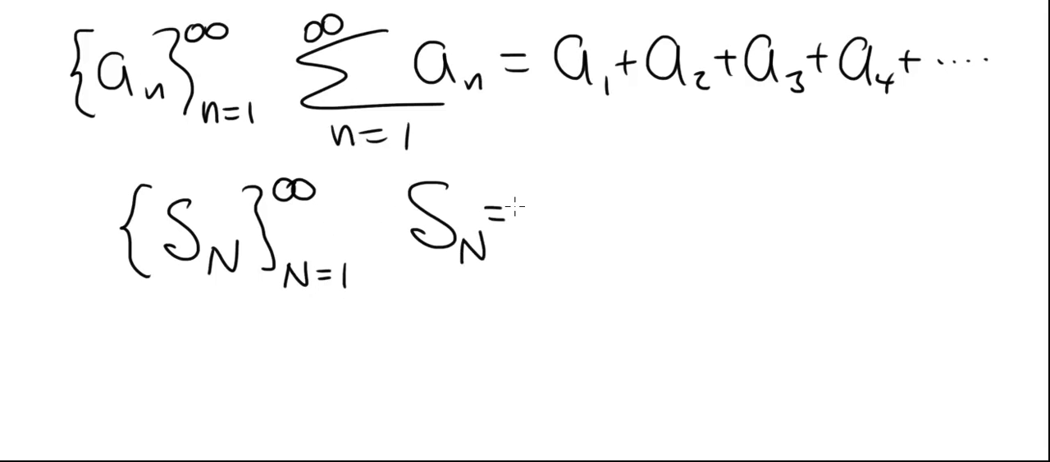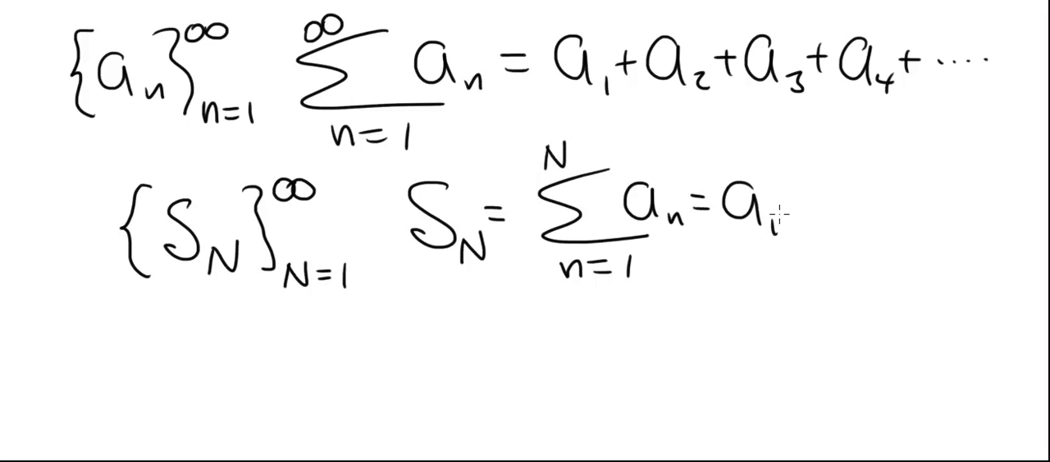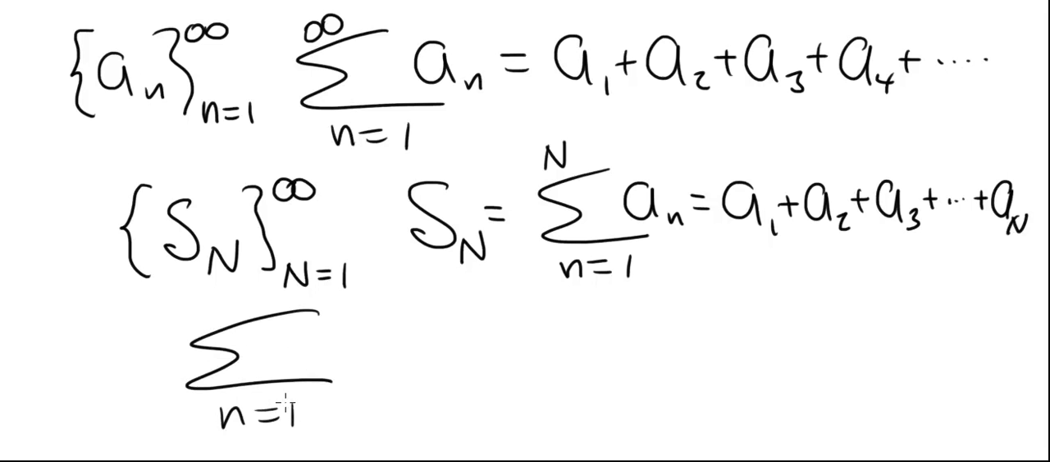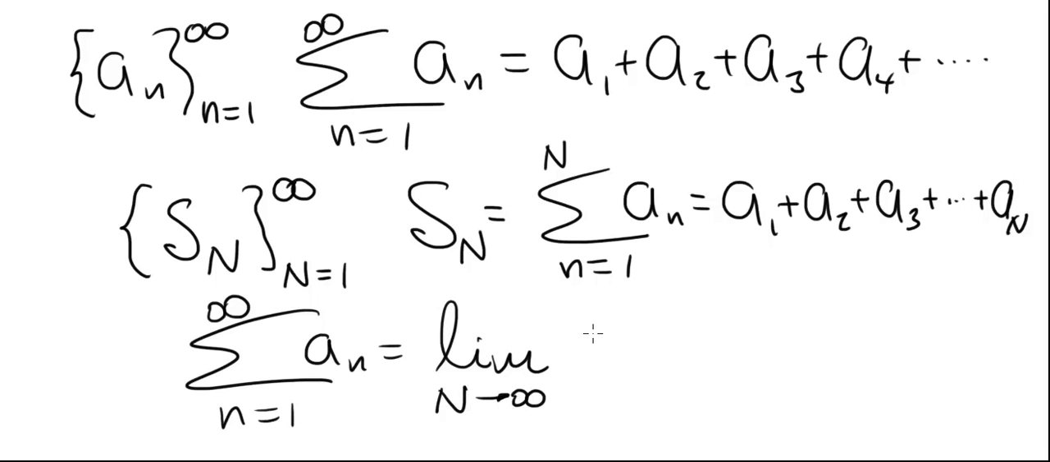S_N is defined as the summation from little n from 1 to big N of a sub n, which is a1 plus a2 plus a3 plus up to and including a sub N. And then the series from 1 to infinity of a_n is defined as the limit as big N goes to infinity of the sequence of the nth partial sums. If this limit is finite, we say the series converges to that limit. If the limit doesn't exist, we say the series diverges.